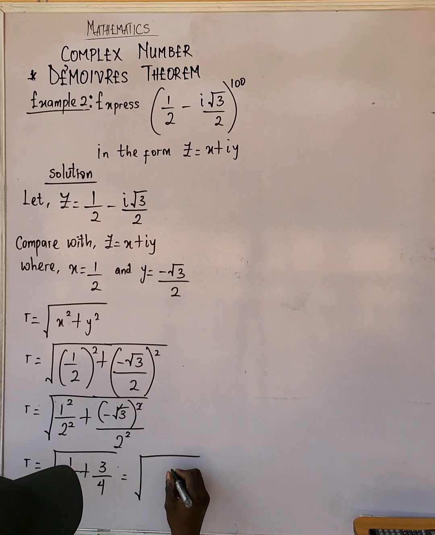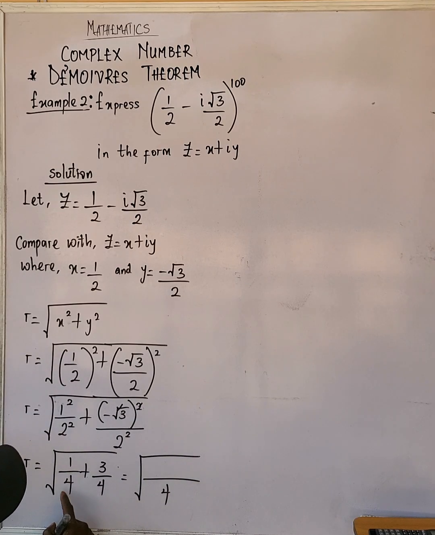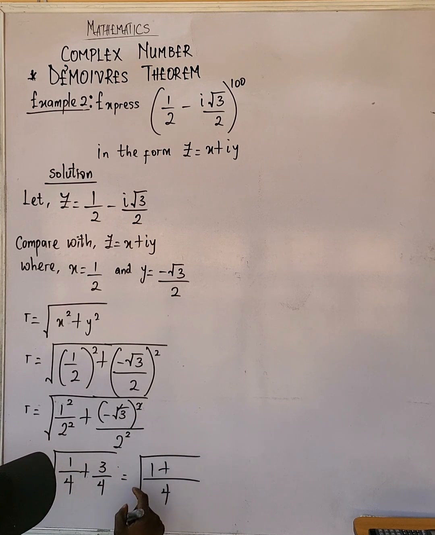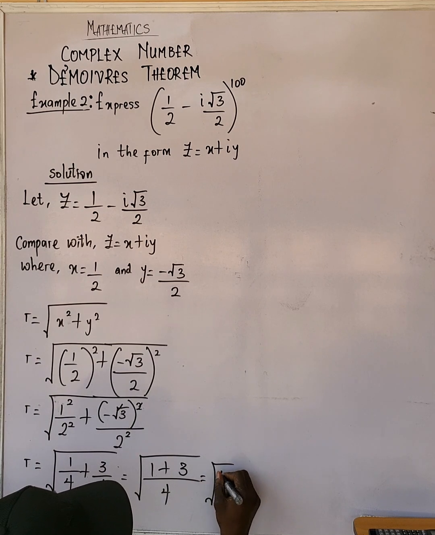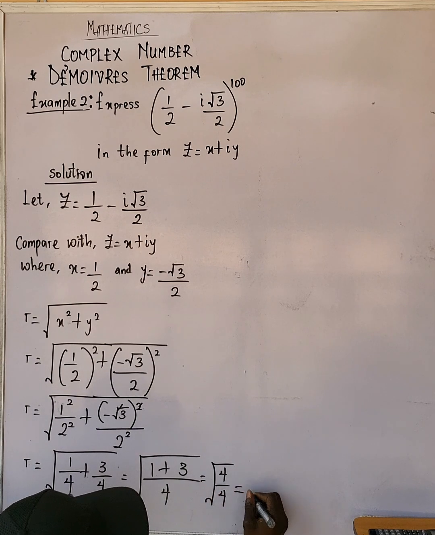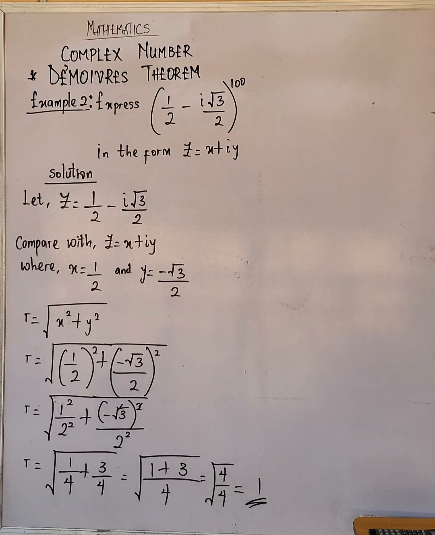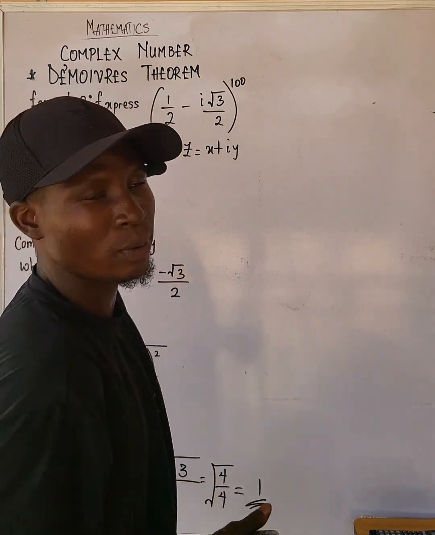What do we do? LCM. The LCM is 4. So 4 in 4, 1; 1 times 1 is 1. 4 in 4, 1; 1 times 3 is 3. So what do we have? Square root of 4/4, which gives us 1. So this is our r. Our r is 1.